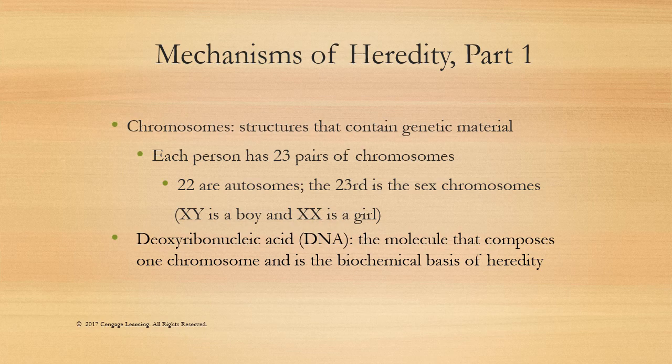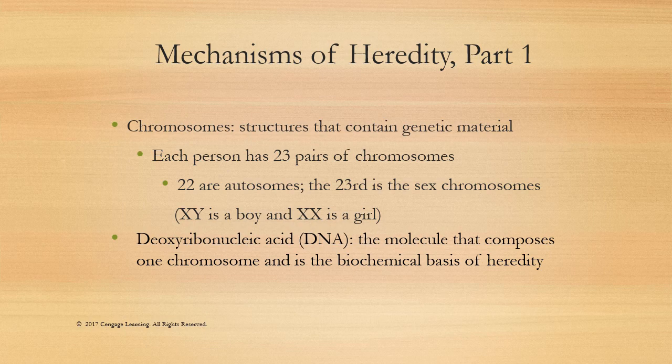So let's begin with the mechanisms of heredity. When we think of heredity, we think of what do you get from your mom and what do you get from your dad? And how does that make a human, or in your case, you? So what we're going to look at first is the basic part of heredity, chromosomes. And that's the structures that contain all our genetic material. And you get some from your mom, and you get some from your dad. And then combine them together makes you.